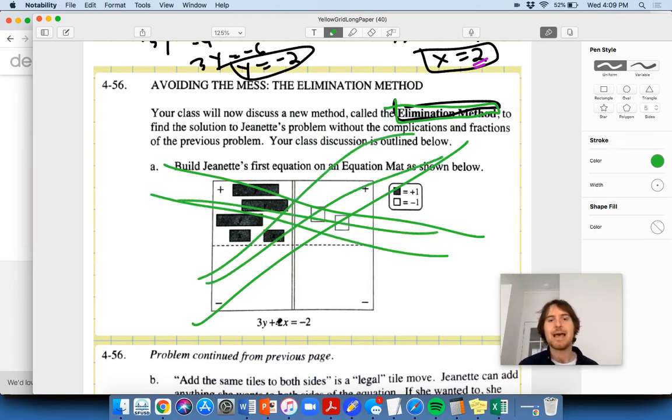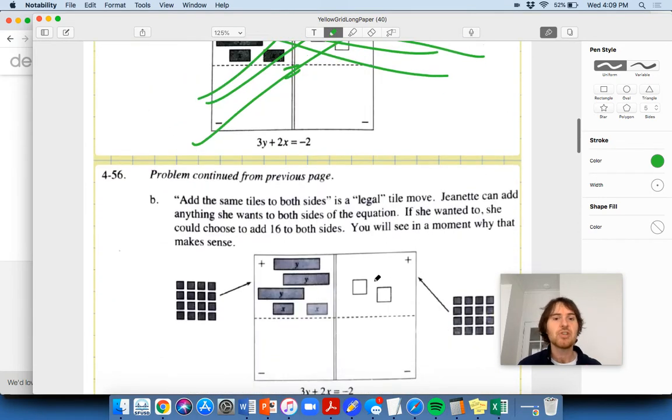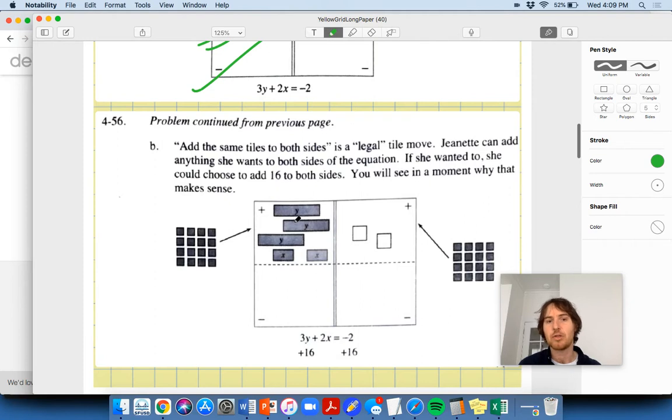But the idea of this is that we've got 3 y's and 2 x's on one side of equals. This double bar here means equals, and that equals -2. It said build that out. Okay, build that out. I have this equation here, okay? So what they say down here is that I still have this equation, 3y plus 2x equals -2.